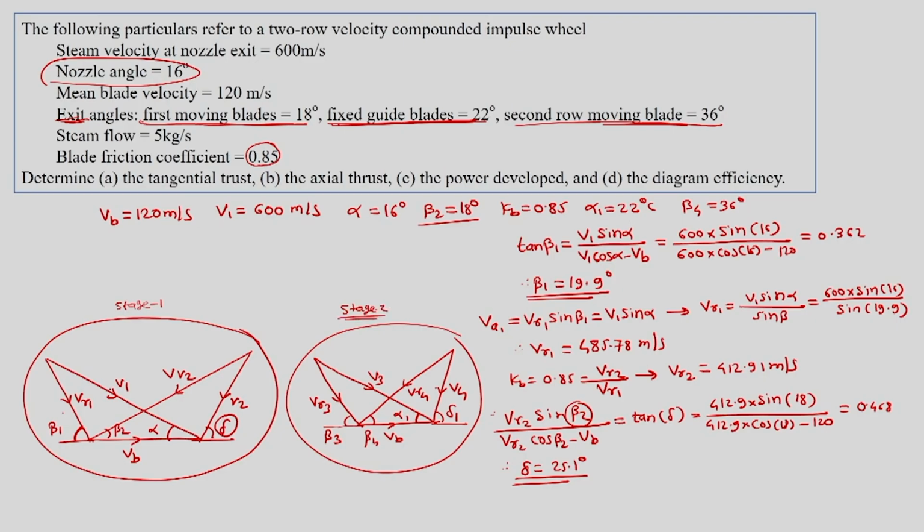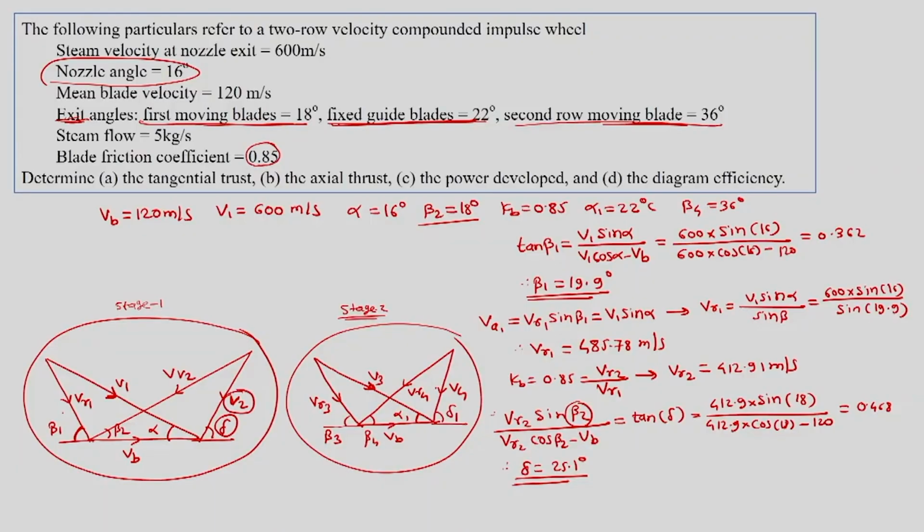We know that for stage 1, V1 was the velocity at the inlet, and for stage 2, V3 is the velocity at the inlet, but V3 is derived from V2. So V3 and V2 are the velocities for the fixed blade. V2 is the velocity at the entry to the fixed blade and V3 is the velocity at the outlet of the fixed blade. So we have to use the friction factor between them.